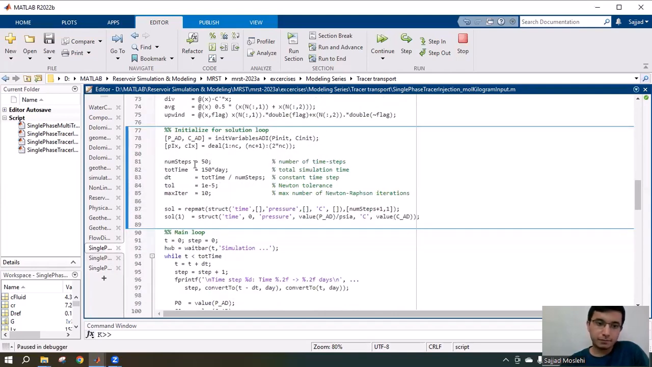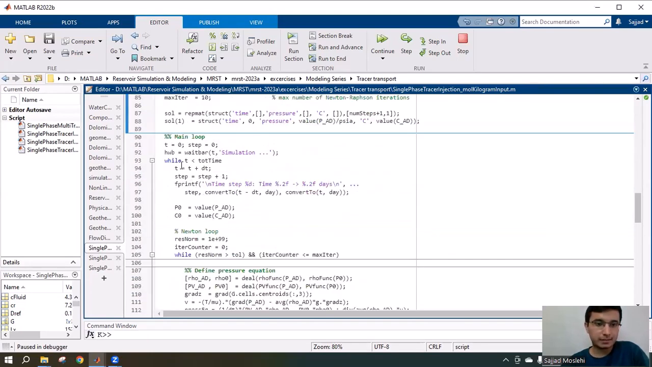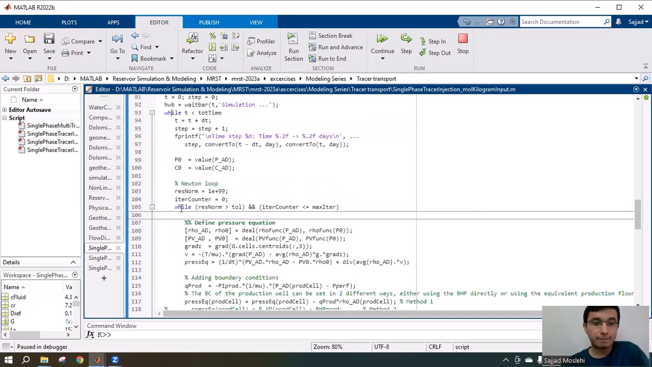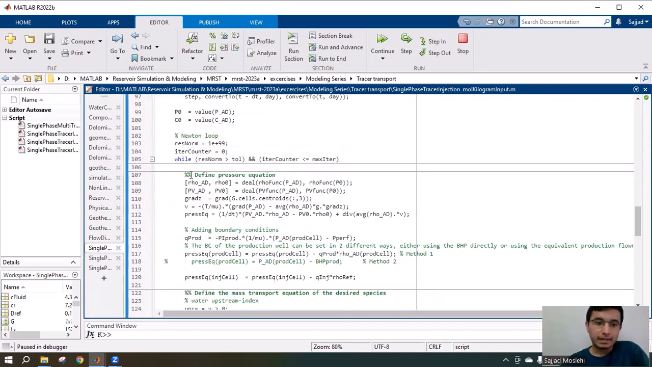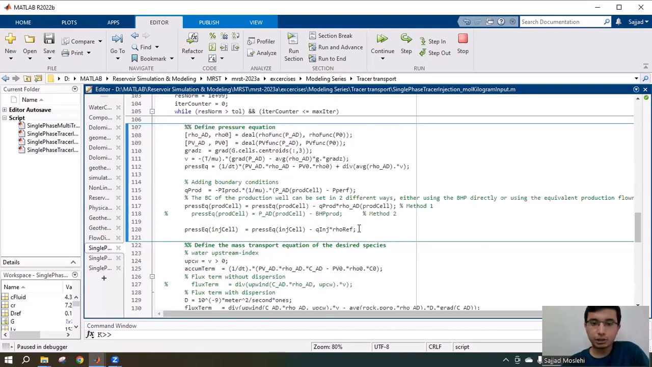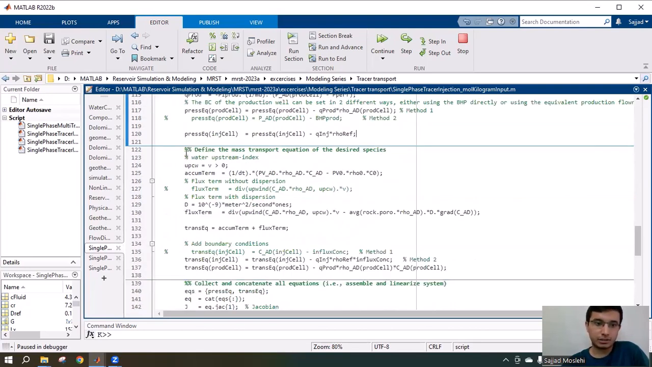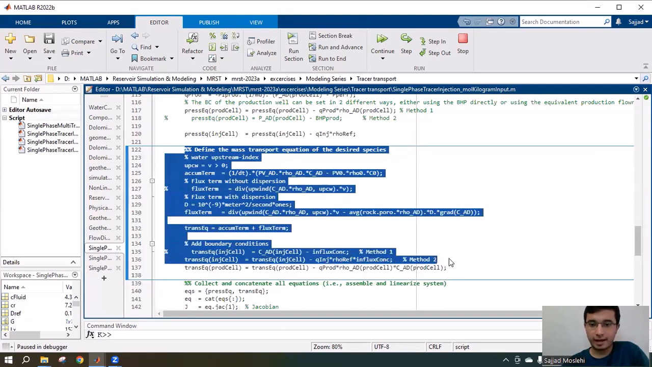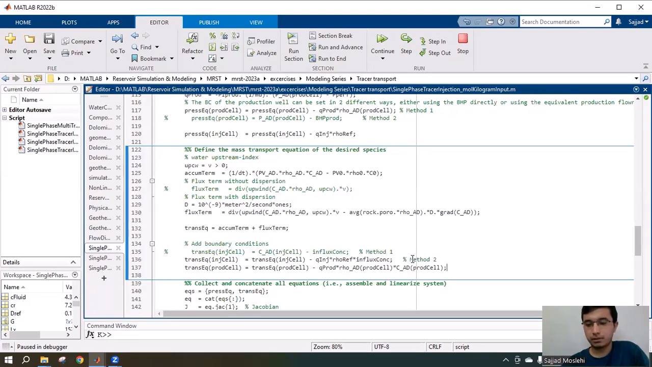The total number of time steps is 50. The total simulation time is 150 days. And that sets a while loop in order to solve the problem for each time step. And here I have another while loop for the Newton-Raphson method. In this part of the code, I have defined the pressure equation. And in this part, I have defined the tracer, actually the mass transport equation for the tracer or for that desired chemical species.